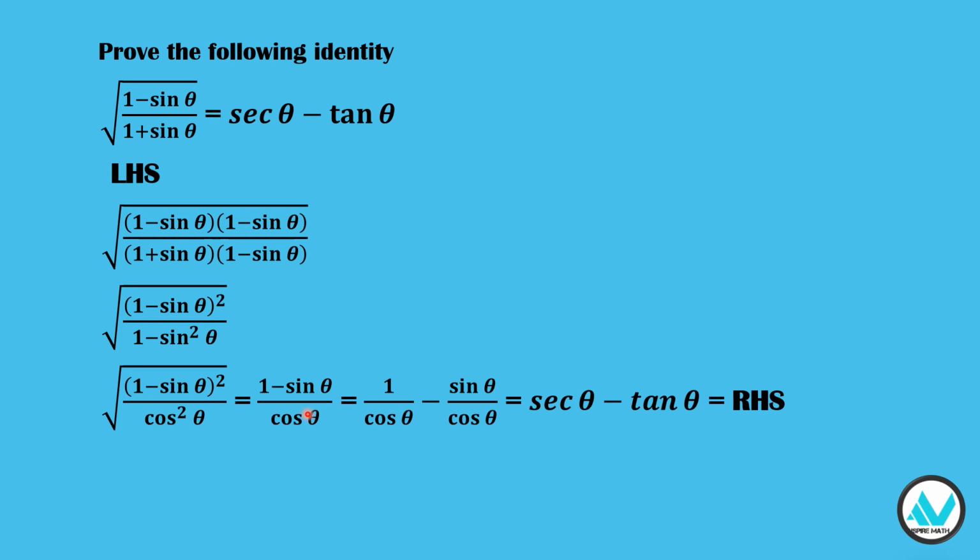Now let me split it up. That is 1 by cos theta minus sine theta by cos theta. We know that 1 by cos theta is nothing but secant theta, and sine theta by cos theta is nothing but tan theta, which gives me my RHS.